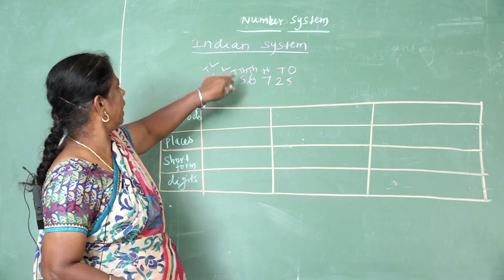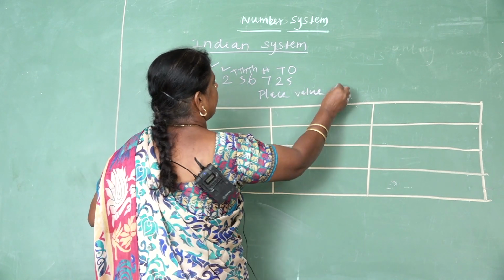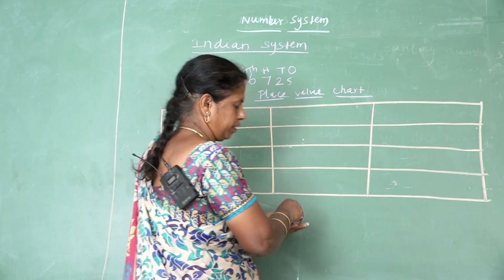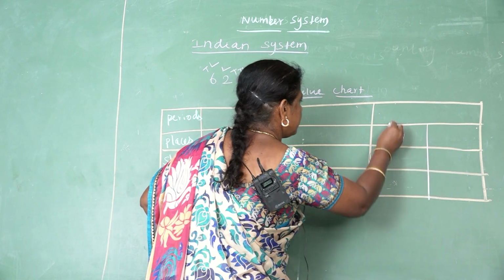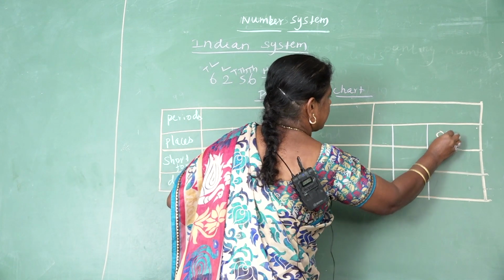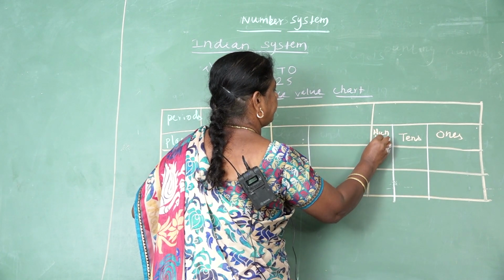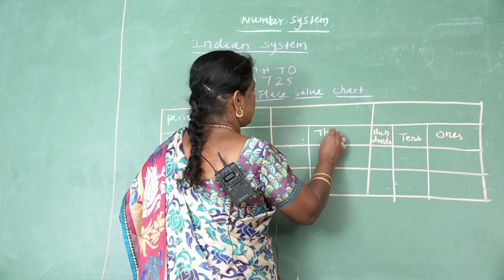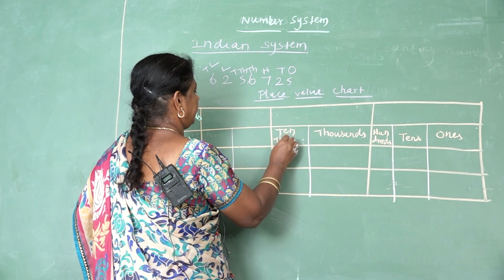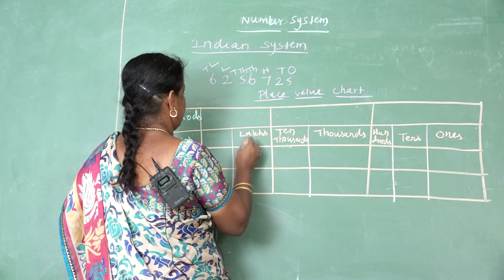Okay, now shall we see the Indian system place value chart. Here places. Say here ones, tens, hundreds, thousands, 10,000s, lakhs, 10 lakhs.